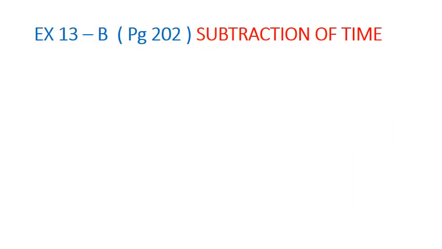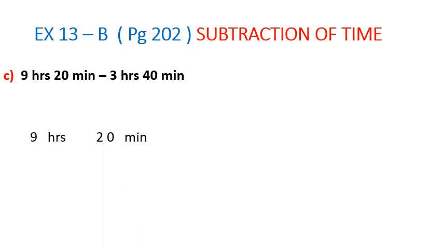Shall we continue? Question number C. 9 hours 20 minutes minus 3 hours 40 minutes. What to do? We have to arrange them one by one down. See this arrangement. Now think how to subtract 20 minus 40. Small number minus big number. Is it possible? No. So we have to borrow, isn't it?